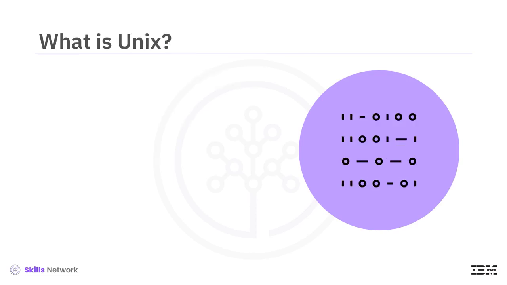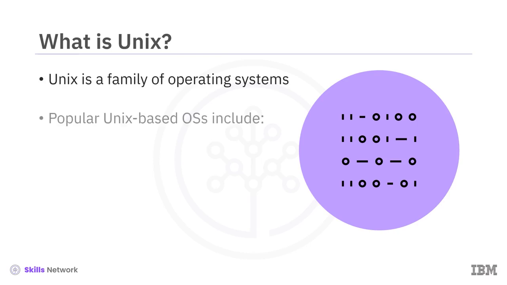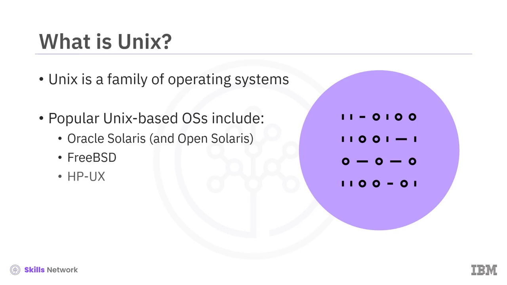So, what is Unix? It's actually a family of operating systems. Some popular Unix-based operating systems include Oracle Solaris and Open Solaris, FreeBSD, HP UX, IBM AIX, and Apple macOS, which is one of the most popular desktop operating systems today.